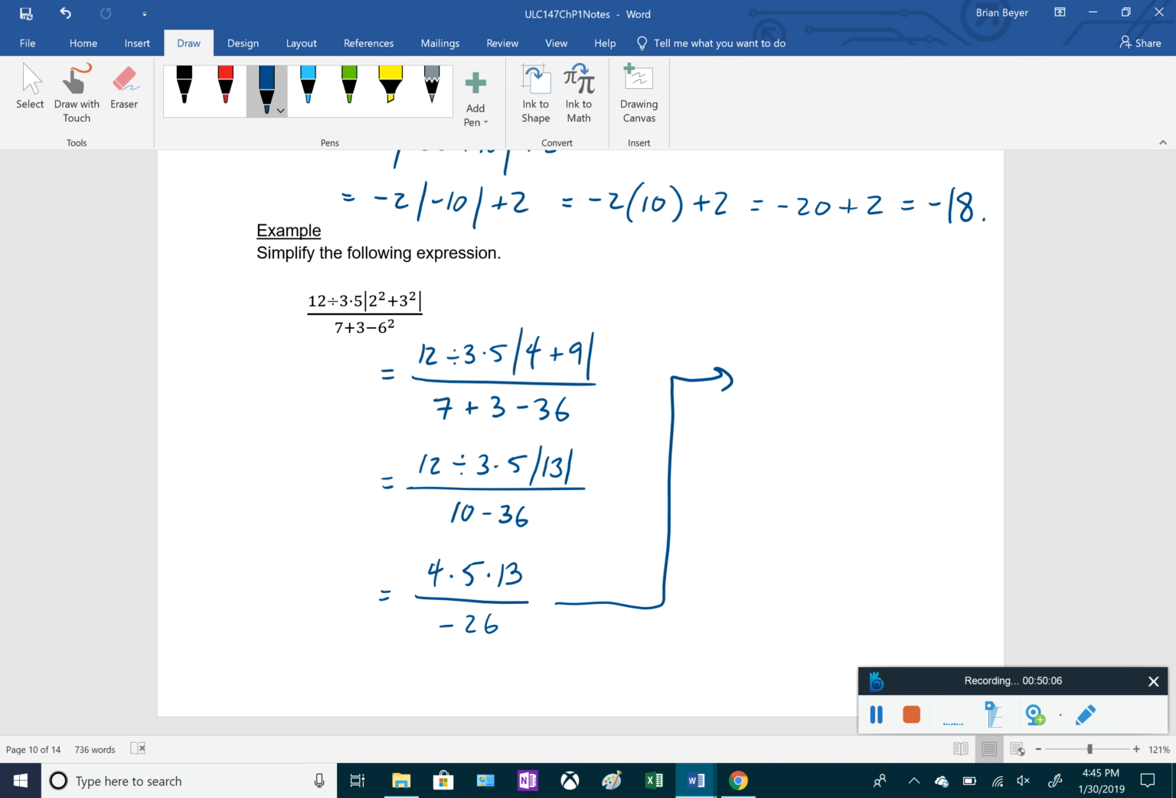So we'll see in the next section with the associative property of multiplication, we can multiply these in any order. So if we just did 4 times 5, we would get 20. If we multiplied that by 13 next, we would get 260. So 260 over negative 26 is going to give us negative 10. So our answer for this whole thing simplifies to just negative 10. Okay, so that is it for P1.